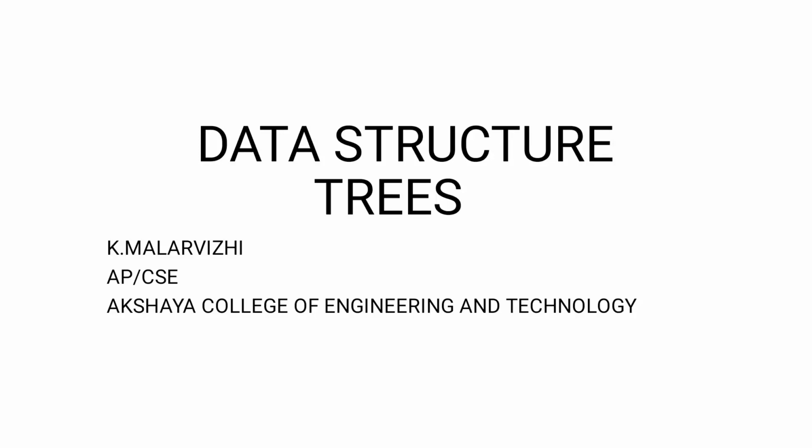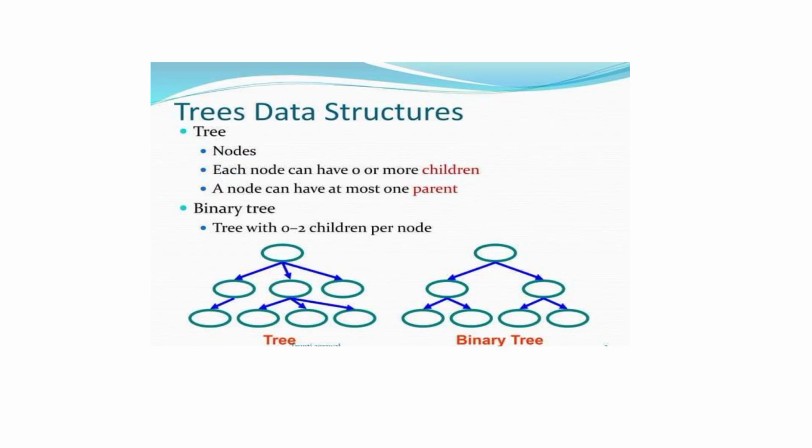This topic is about trees in data structures. A tree is a nonlinear data structure, and it has a finite set of one or more nodes, such that it has a root node and leaf nodes. In a tree, we call all the elements stored in a space nodes. Each node can have zero or more children, and a node can have at most one parent.